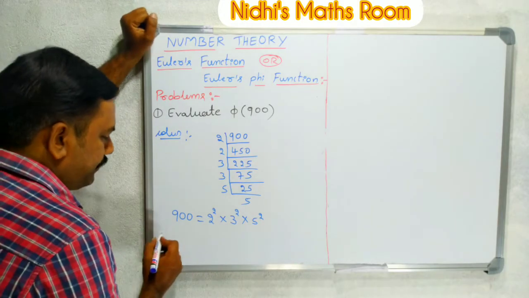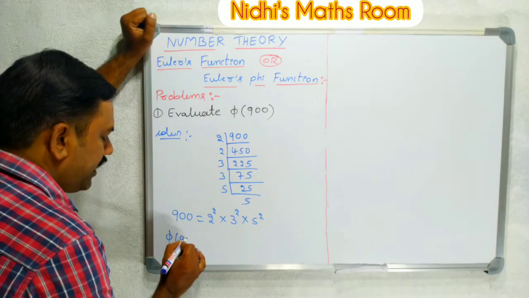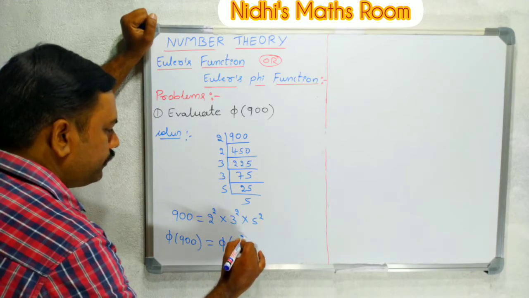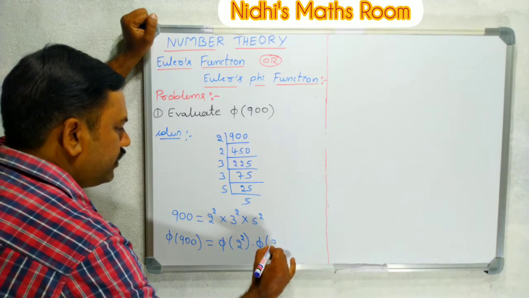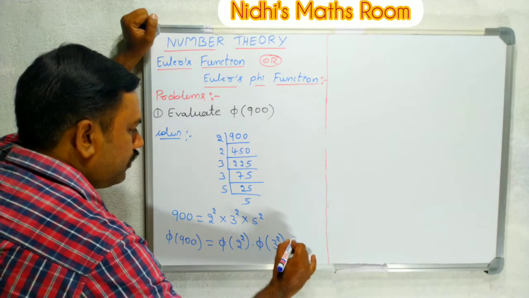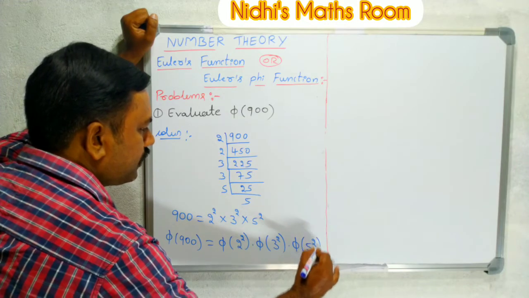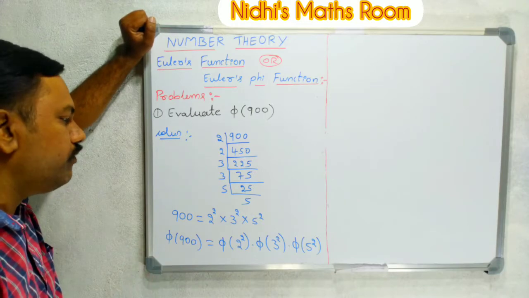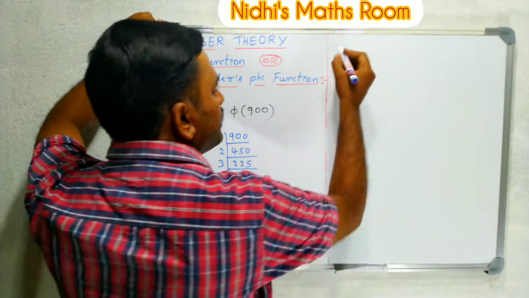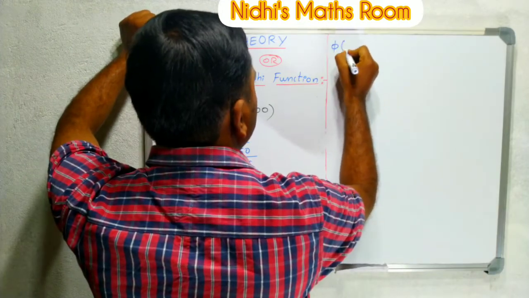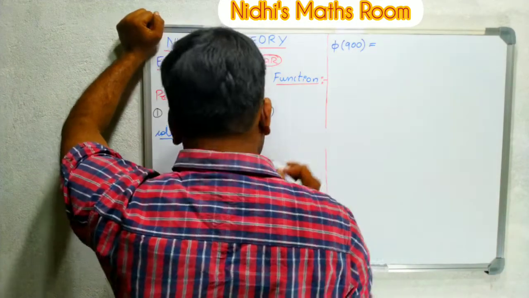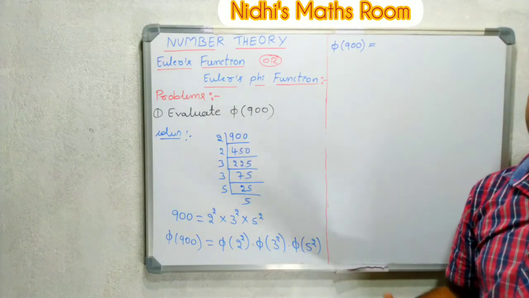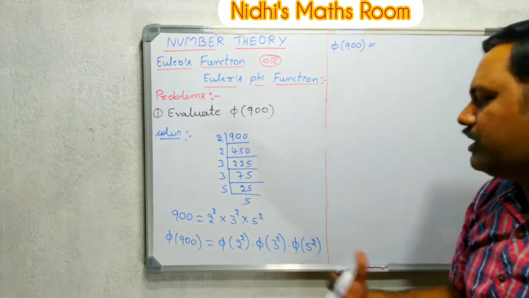So first method, phi of 900 is nothing but phi of 2 power 2 into phi of 3 power 2 into phi of 5 power 2. We already know that phi of p power k is nothing but p power k into 1 minus 1 by p. On the basis of that, this can be written as phi of 900 is equal to, or you can also write p power k minus p power k minus 1 on the basis of that concept.